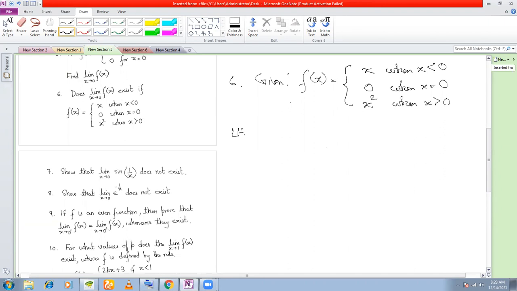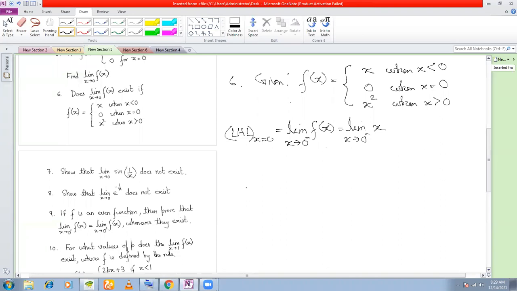Again, evaluate the left hand limit, because x tends to 0. Left hand limit we are going to calculate at x is equal to 0, is equal to limit x tends to 0 minus f(x). Now if x approaches 0 from values that are lesser than 0, what is the value of the function that you see here? x, right?